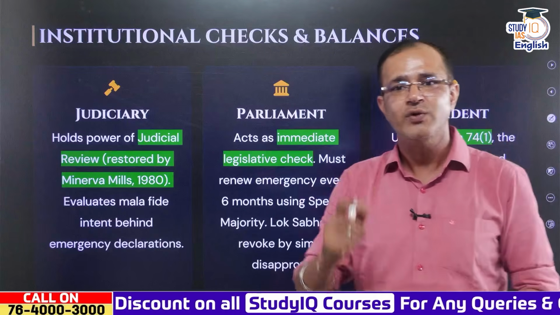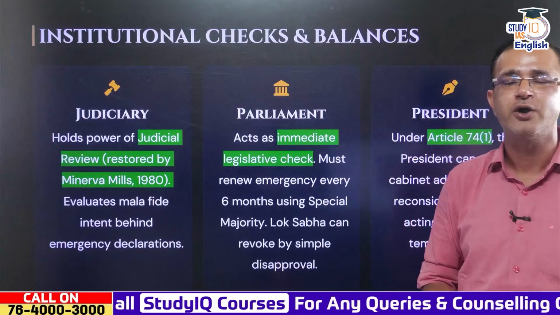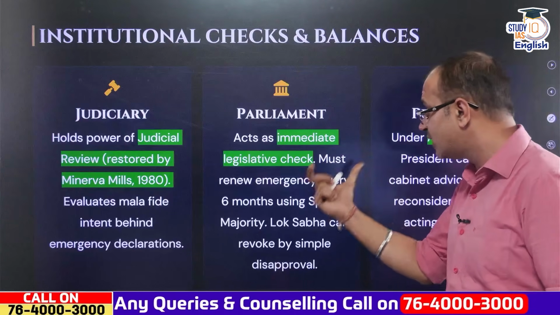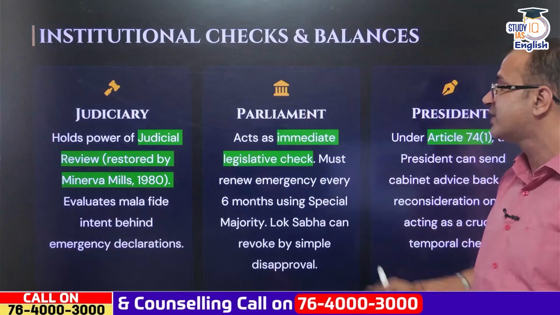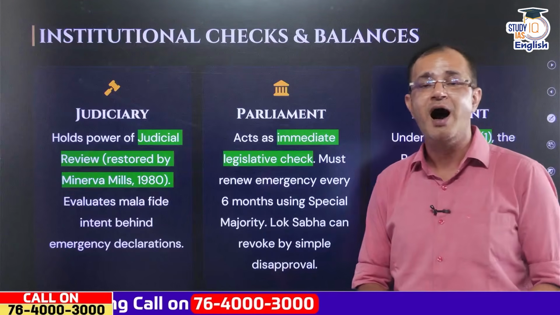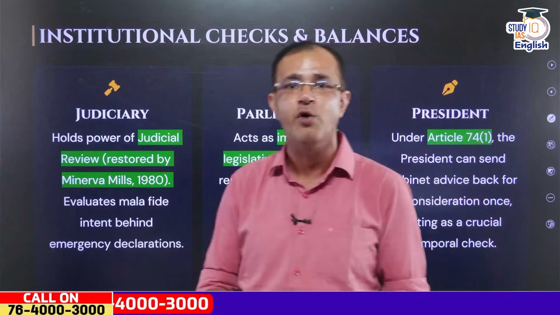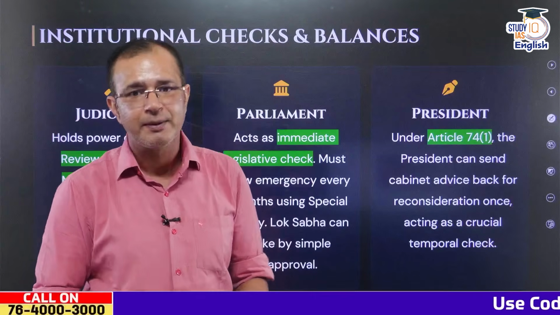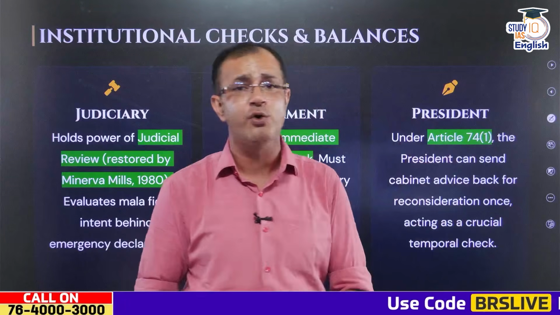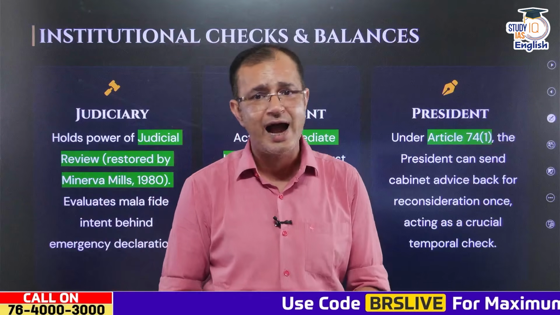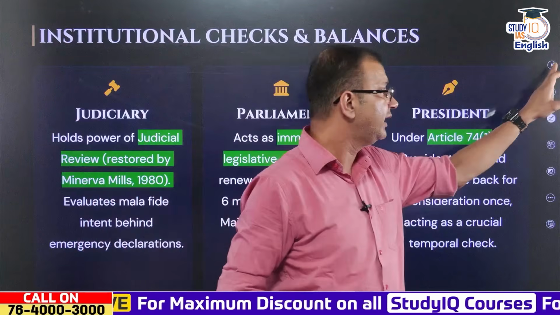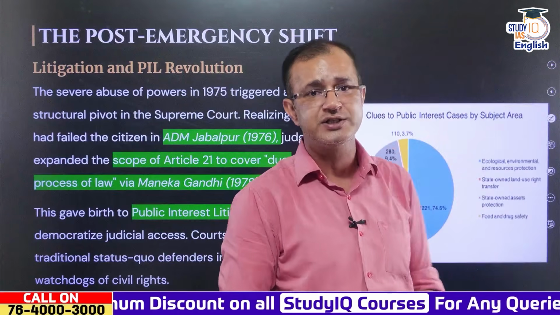Then we have Parliament, which is the immediate legislative check on the powers of the national emergency, where it should review or renew the emergency every 6 months using the special majority, and the power has also been provided to Lok Sabha that it can revoke the national emergency by simple majority as well. And the president has the power under Article 74(1), where he can send the cabinet advice back for reconsideration once, acting as a crucial temporal check on the issue of the national emergency.